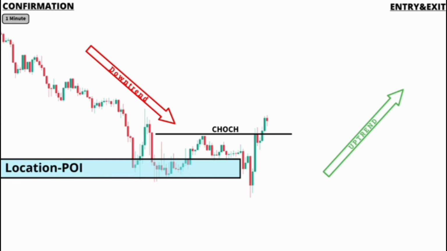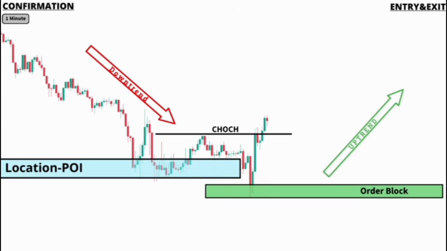This is where many traders make a mistake. They buy immediately at market as soon as the CHoCH candle closes. The problem is that it creates a larger stop loss and a weaker risk-to-reward ratio. Instead, this strategy adds one more step. After the CHoCH, we look for an order block or a fair value gap, FVG, created by the bullish move.